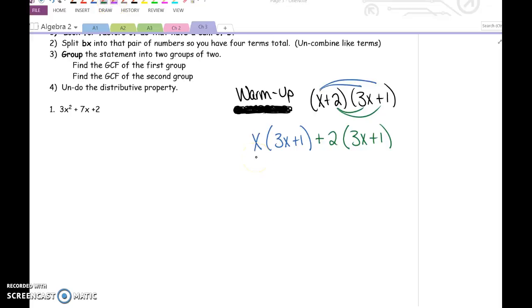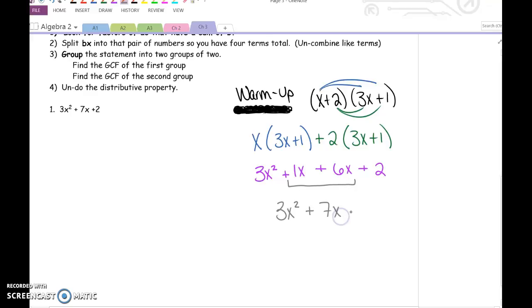x times 3x is 3x squared. x times 1 is 1x. 2 times 3x is 6x, and 2 times 1 is 2. What would we do next? These two terms in the middle, 1x and 6x, we would combine them. So our final answer would be 3x squared plus 7x plus 2.